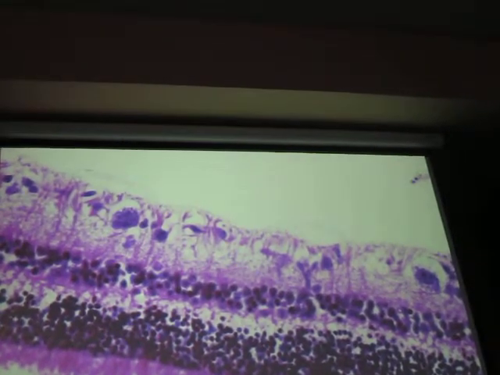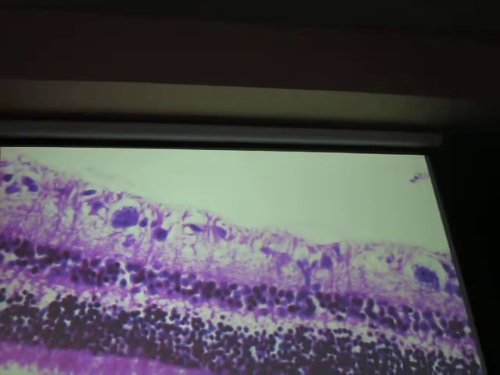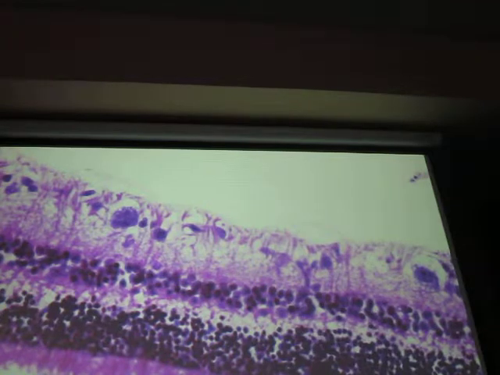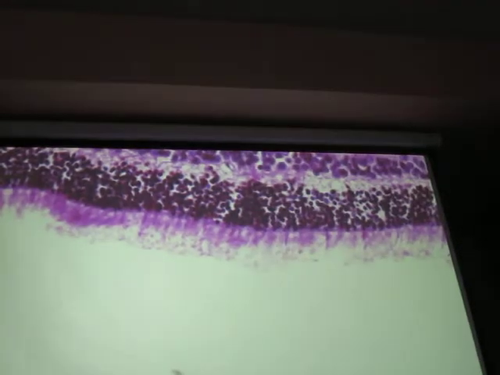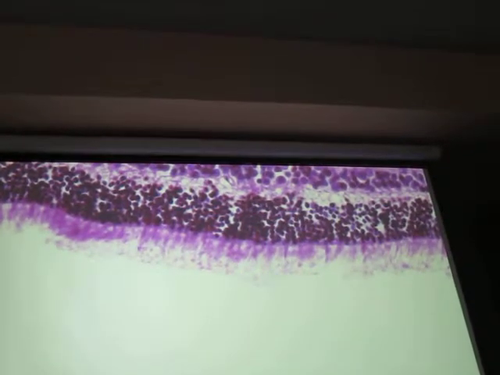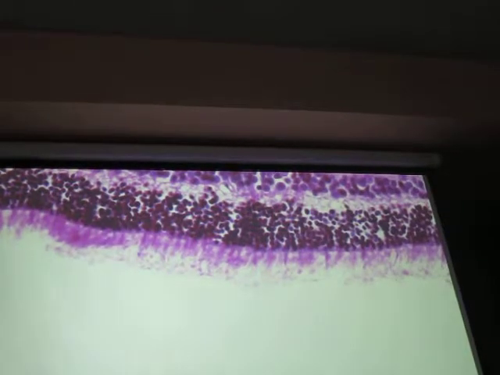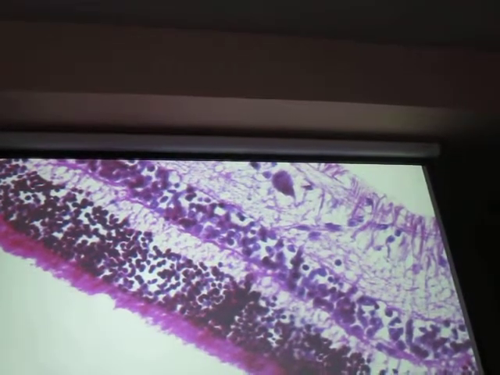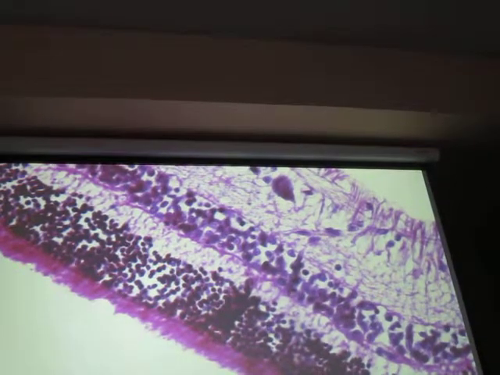More important are the layers where you have the cell bodies, so you have to remember those: four, six, eight. This is the retinal pigment epithelium, attached to Bruch's membrane or separated from the rest. So it's the same 10 layers; this is just nine layers, and the 10th layer is attached to Bruch's membrane.